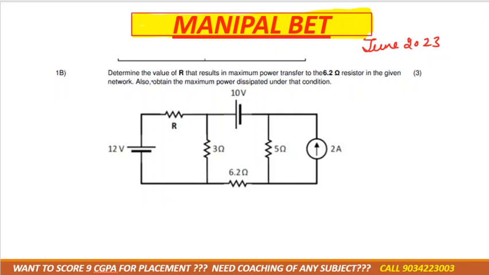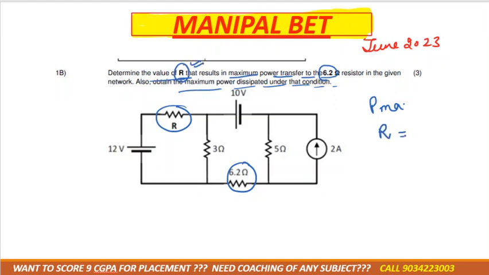Okay. Now back to the question. They said determine the value of R that results in maximum power transfer to 6.2, and also obtain the maximum power dissipated under that condition. So basically they ask you the value of R. Now as I told you, RL would be equal to RTH. Correct or not? First tell me.